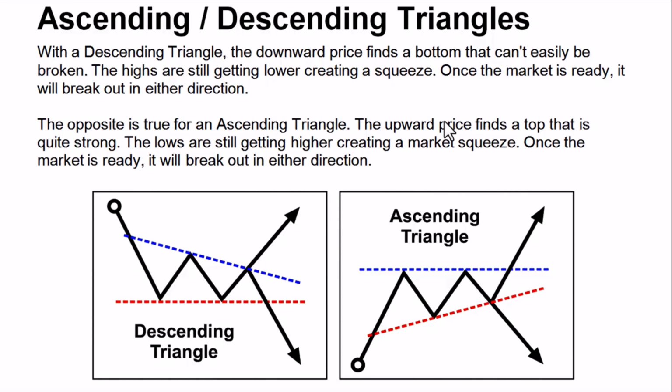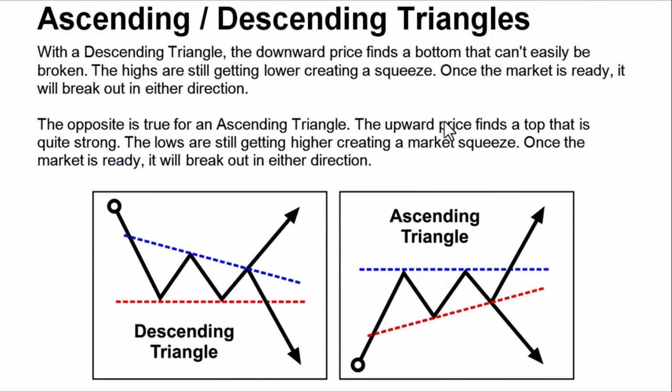With a descending triangle, in the downtrend price finds a bottom that can't be easily broken. They find a support area that cannot be broken. But the highs keep getting lower, getting squeezed in a way that it keeps shrinking down, but still maintains a very high support zone, which the price finds difficult to break. Once the market is ready to move, it either breaks in an upward direction, which is bullish, or breaks in a downward direction, which is what?